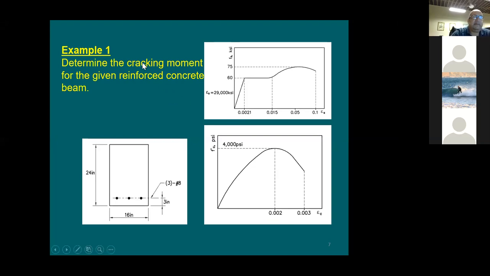In this example here, they're asking about the cracking moment. What's the cracking moment? I'm going to say it's that moment, if you apply it to this concrete beam, it's going to start to crack. So it's like a limit. The cracking moment is the limit of that section for the beam to start to crack. If the moment applied to the beam is below this point, it means no cracking is going to happen. If you apply a moment higher than the cracking moment, the beam is going to crack. That's what it means.